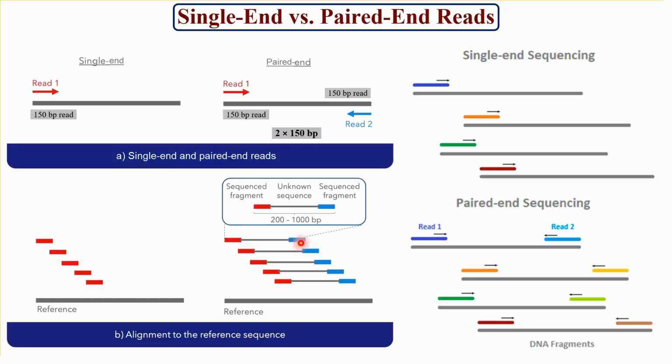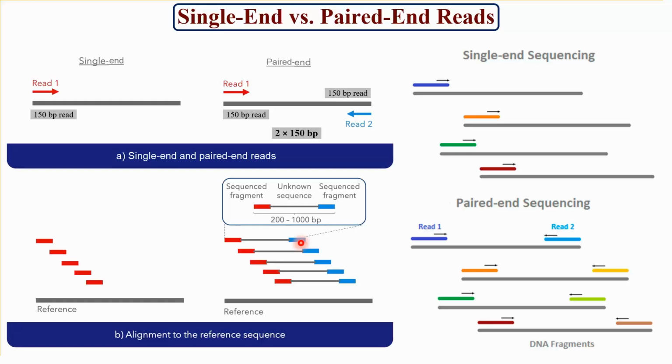So paired end sequencing not only improves alignment accuracy, but also helps us infer structural information about the DNA. So to summarize, single end sequencing gives one read per fragment, simpler but less informative.